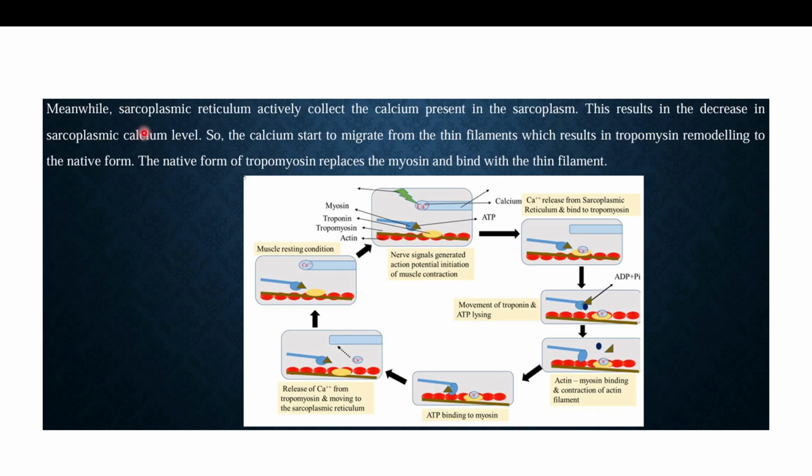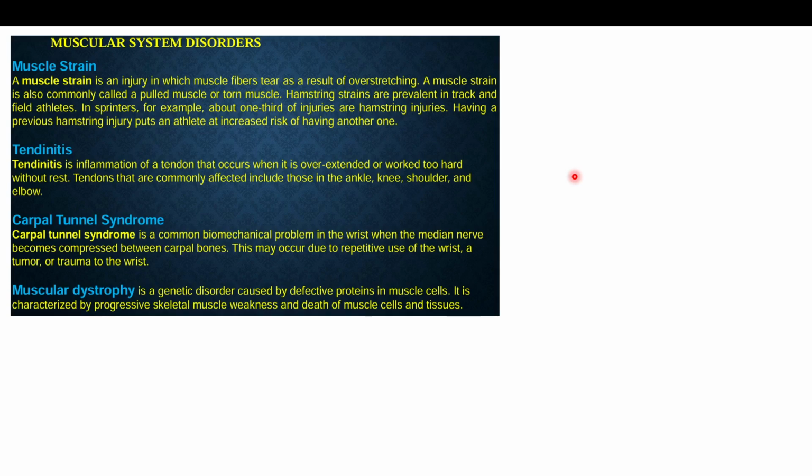So again, what happens is the sarcoplasmic reticulum actively collects the calcium present in the sarcoplasm, and eventually there is a decrease in the sarcoplasmic calcium level. So calcium eventually starts to migrate back from the actin filaments, which results in tropomyosin remodeling to the native form, where it again masks the myosin binding site. So the native form of tropomyosin replaces the myosin and binds with the actin, or the thin filament.